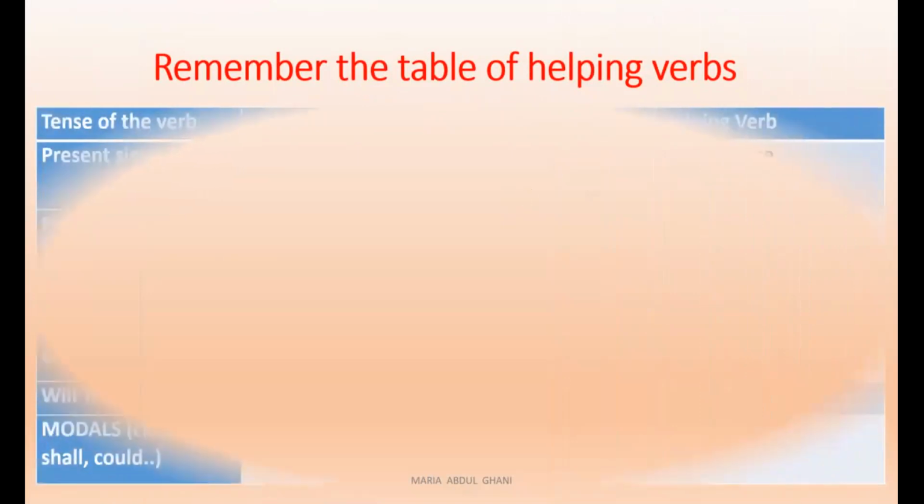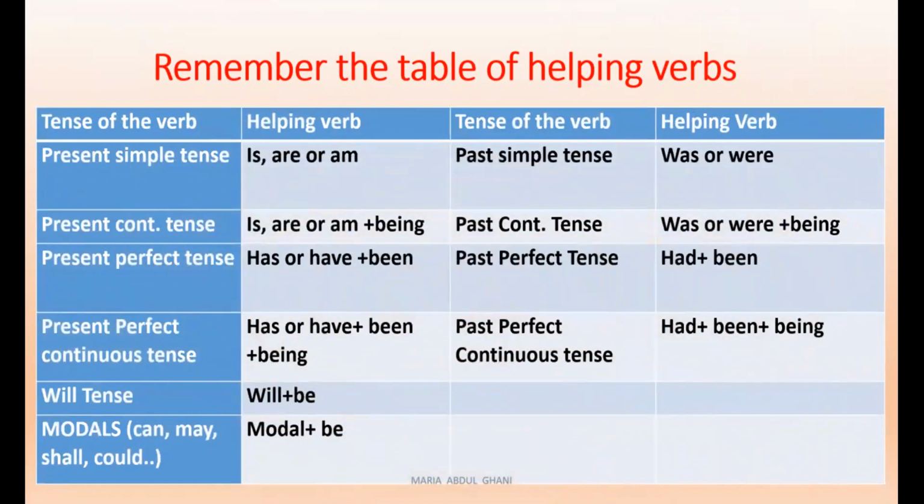Now, remember the table of helping verbs. Please, you have it on your mobile phones, so you have to revise it very well. Here you are, the helping verbs. The present simple tense: when you change from active into passive, you are going to use these helping verbs. Present simple tense is are or am.